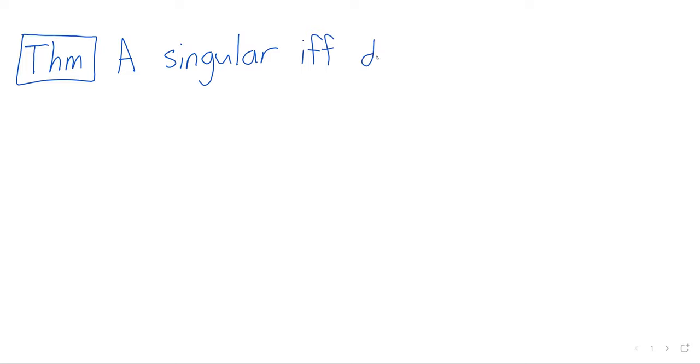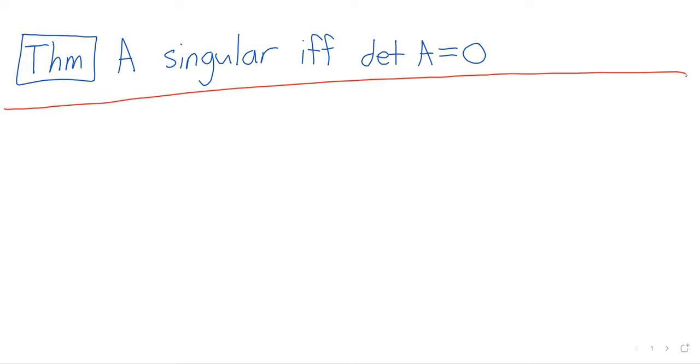Let's remind ourselves of a theorem. We've already seen this theorem before. A is singular if and only if the determinant of A equals zero. And now I'm going to take this theorem and combine it with material we presented earlier in this lesson.